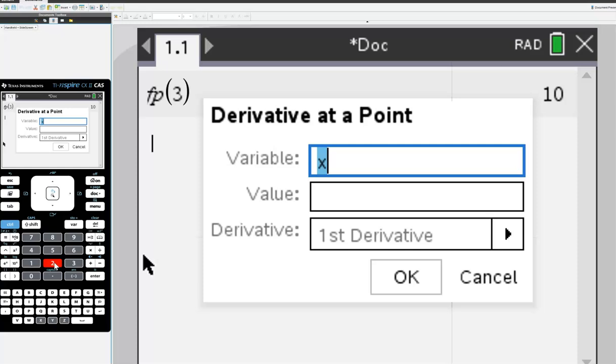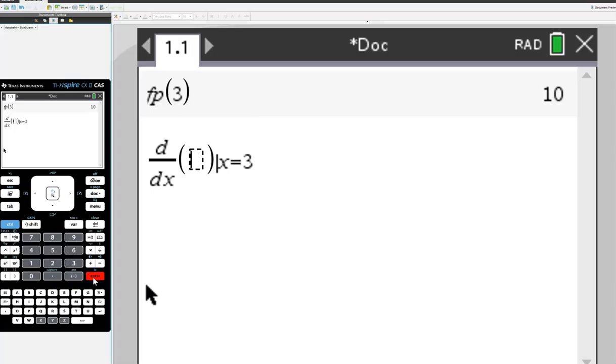It gives us a little template here to enter some things. The variable we're working with is x. The value we are interested in is 3, and we want to use the first derivative. I hit enter, and it has that derivative symbol, and then the such that symbol, x equals 3. So now I'm just going to type in f of x here and evaluate the first derivative of f at x equals 3, and it's 10. Wow, that's pretty amazing.